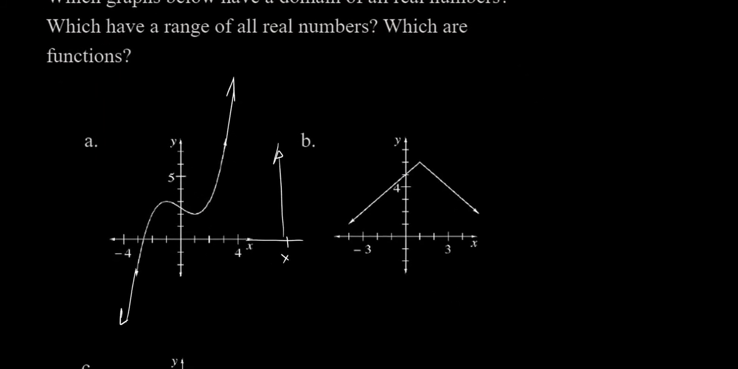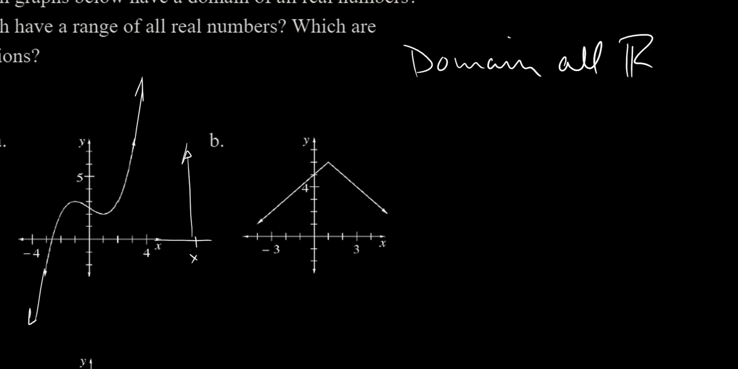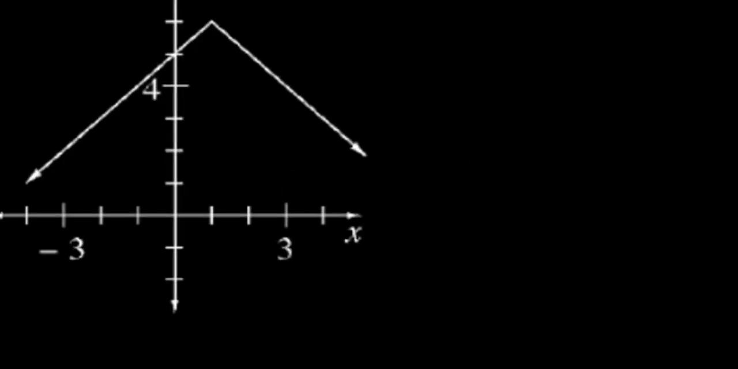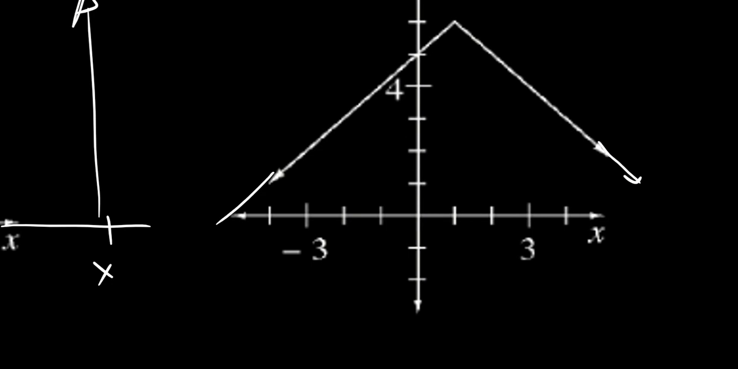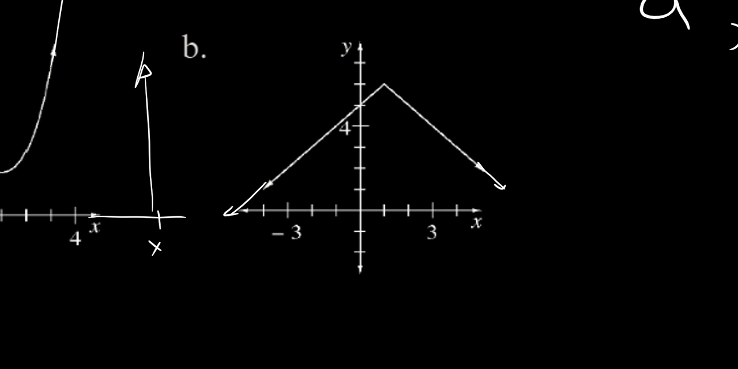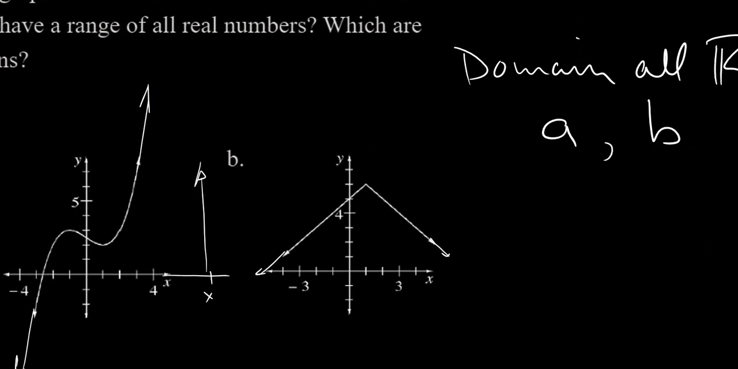So which graphs have a domain of all real numbers? I'm going to say domain of all reals. I would say A has a domain of all reals. I would also say that B has a domain of all reals, because it doesn't look great on the screen, but there are arrows here, so they continue in this fashion, and eventually any value of x that I pick is going to have an appropriate output value. So A and B. And there is C down here.